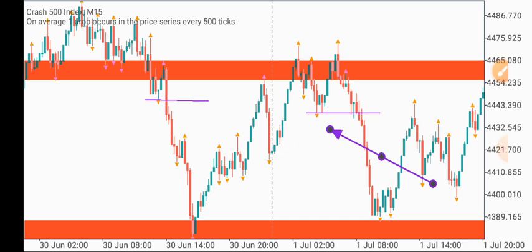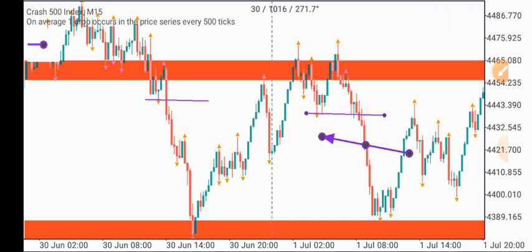So we can enter and then place our stop loss above here. Our first take profit will be here, and then our second take profit might be here, but price never got to this level. Okay, so guys, this is how to take a trade for the sell. So let's quickly look at the buy.